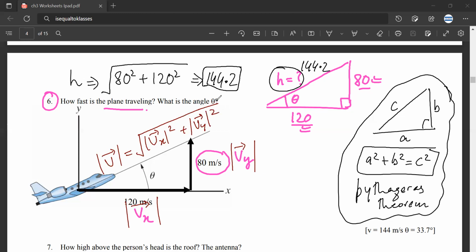Chris, any doubt? No, sir. So for our purposes, the answer would be 144.2 meter per second. Is it okay? Yes, sir. Okay. Now again, if I want to calculate this theta, then I understand using my trigonometry lessons that tan theta is equal to 80 upon 120. Any doubt, Chris? No, sir. So my tan theta would be equal to 2 upon 3.